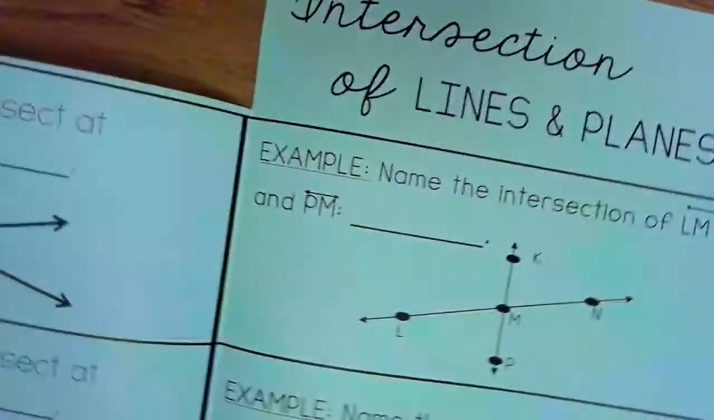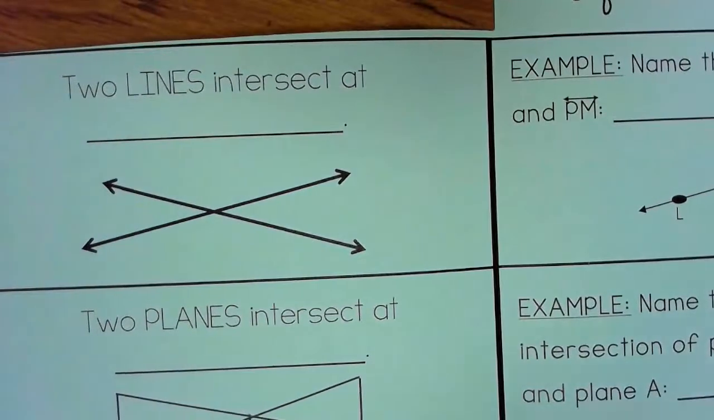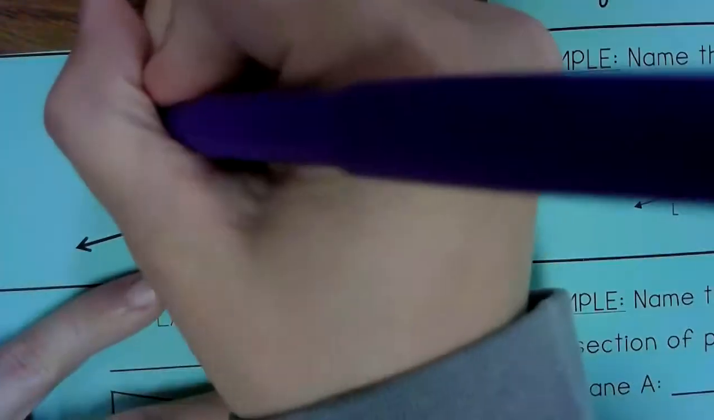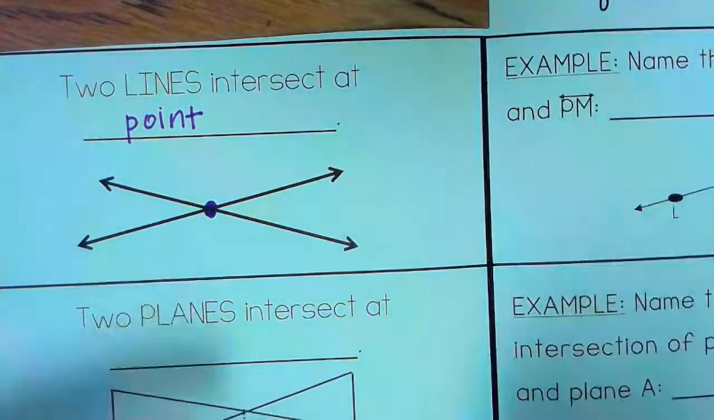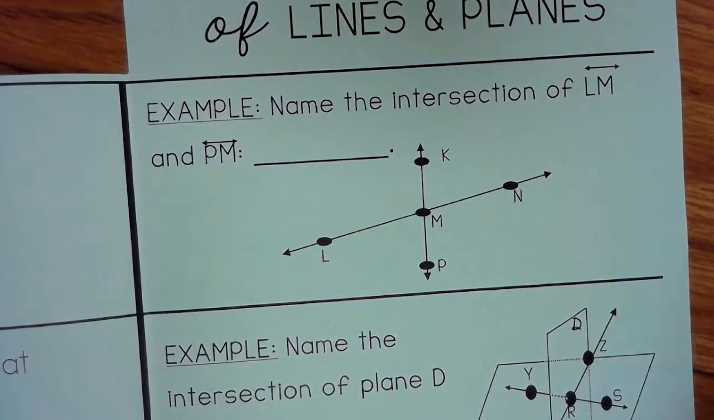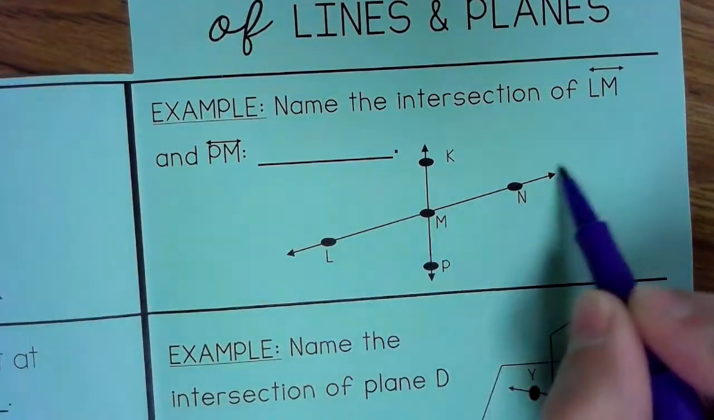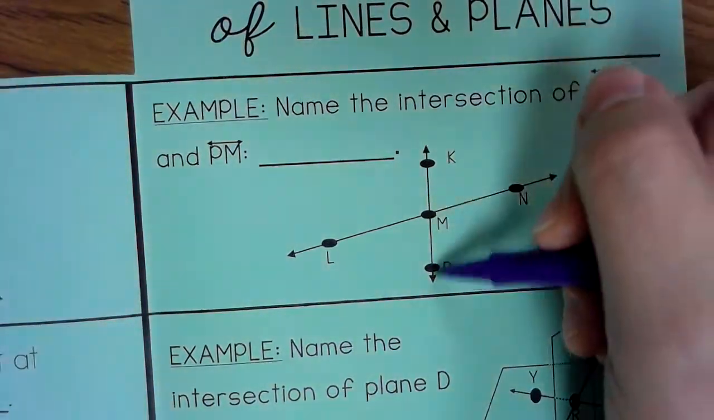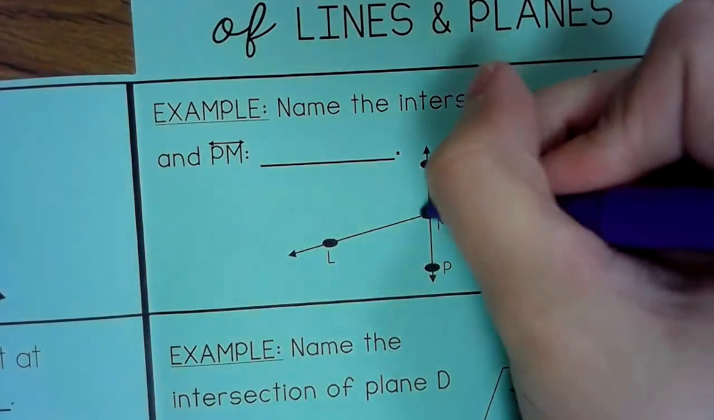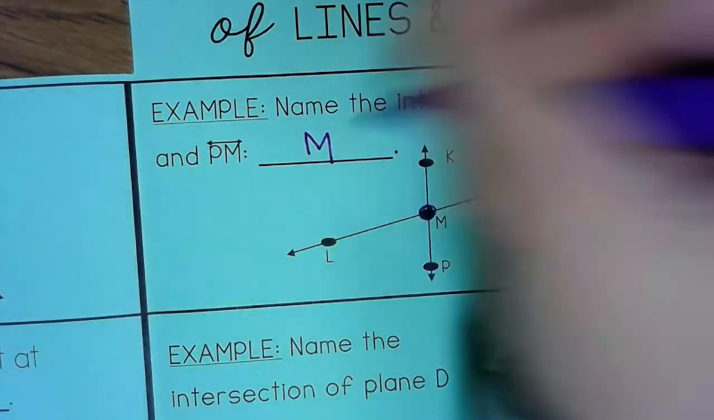Okay, so 2 lines intersect at a point. Here's that point. If you have 2 lines, they're going to intersect at a point. So here's an example. Name the intersection of line LM, so that's still this line, and PM, this line. Where do those 2 lines intersect? Right there at one point, point M.